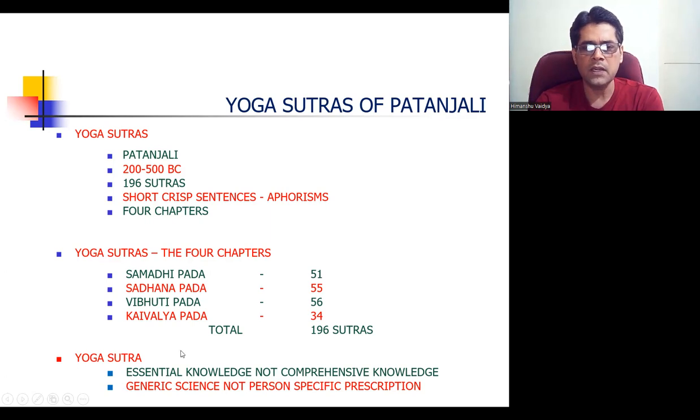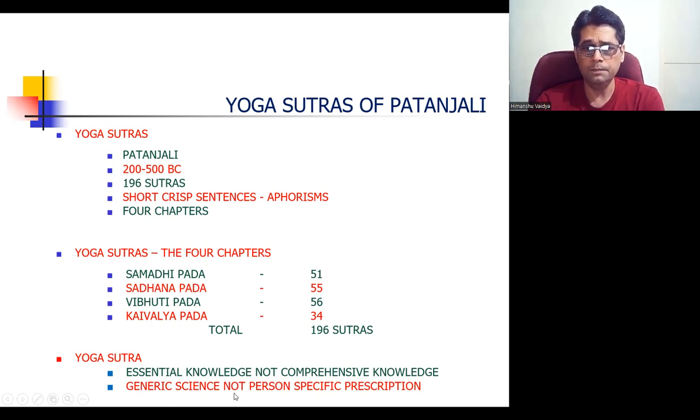So Yoga Sutra is into essential knowledge. It is not into comprehensive knowledge. And we will see it again and again, how we have to unpack the generic statement into different contexts to understand how it would apply in different contexts. So this does not go into the context. It is a supra-context essential knowledge. It's a generic science. So it tells you how to reach the state of enlightenment, which is its goal.